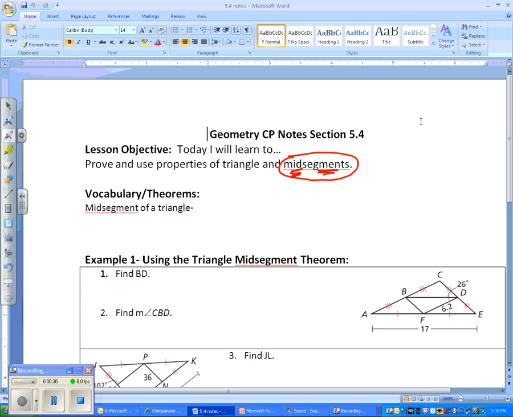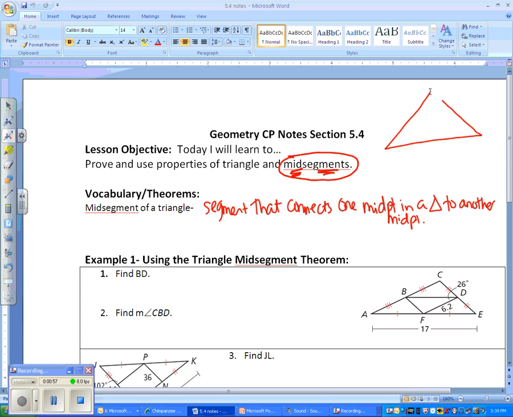So a midsegment is a segment, a part of a line that connects one midpoint in a triangle to another midpoint. So what that looks like is if we have a triangle, one midpoint, let's say I found the midpoint of this side, of side AB. I'm going to call that D.